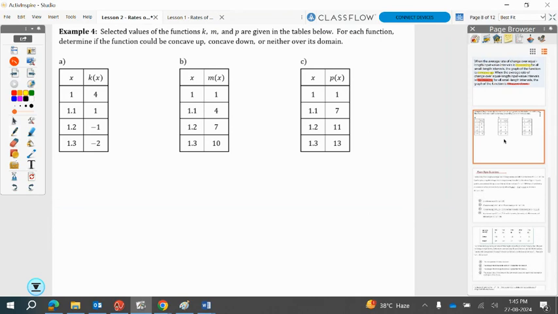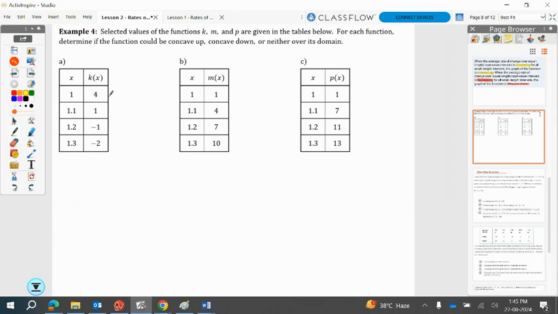Okay, our last example. Selected values of the functions k, m, and p are given in the table below. For each of the functions, determine if the function could be concave up, concave down, or neither. So what we want to do firstly is find the rates of change.